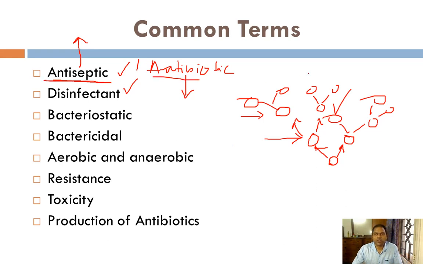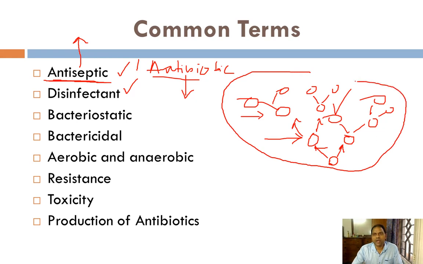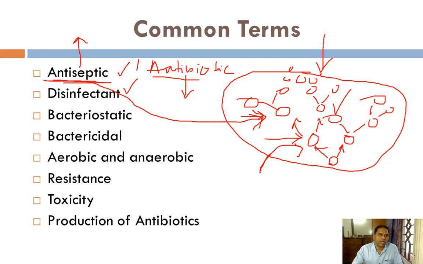But antibiotics can kill all these bacteria at once. Antiseptic only stops the growth of the bacteria. They don't let new bacteria form. But once many bacteria are already formed, antiseptic cannot do anything, but antibiotics can kill those. They can kill both the just coming up bacteria and the already formed bacteria.